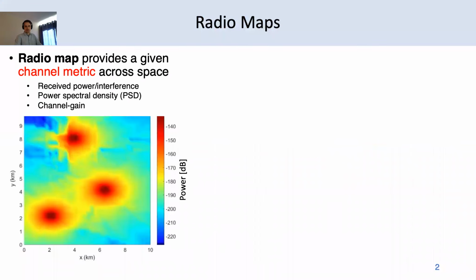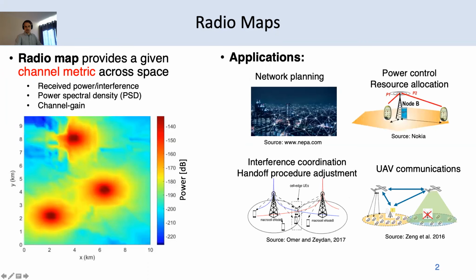A radio map is a mathematical object, such as a function or a tensor, that provides the value of a certain channel metric, such as power or PSD, across space. So, for example, the map illustrated in this figure provides the received power in a certain channel across a geographical area with 3 transmitters.